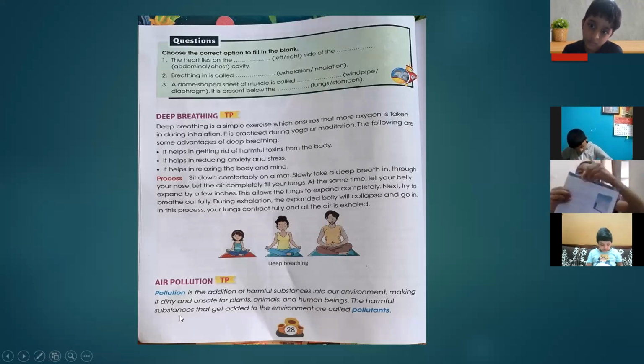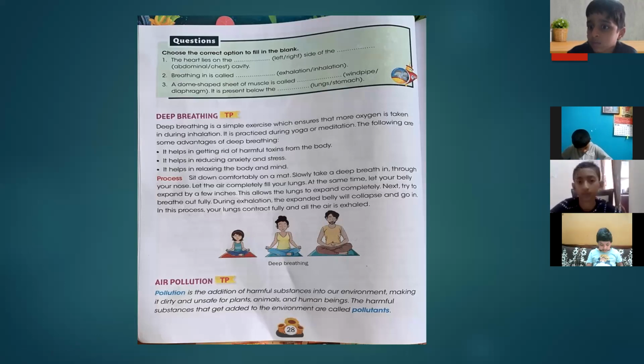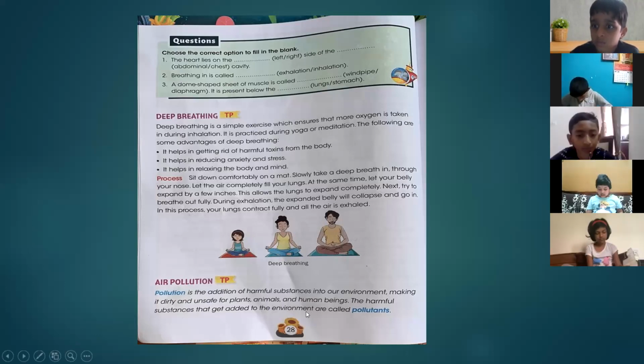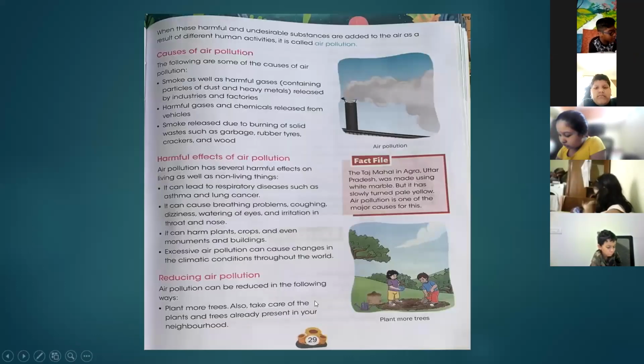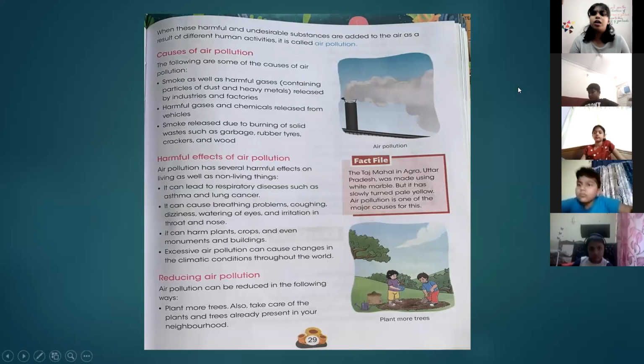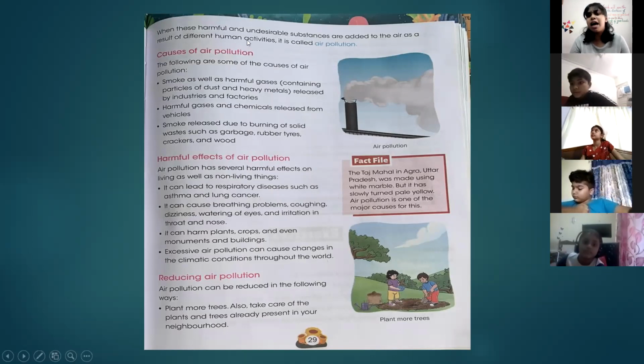The harmful substances that get added to the environment are called pollutants. Okay, very good. Now we can go to the next. When these harmful and undesirable substances are added to the air as a result of different human activities, it is called air pollution. So different human activities can be through vehicles or factories. So this causes air pollution.